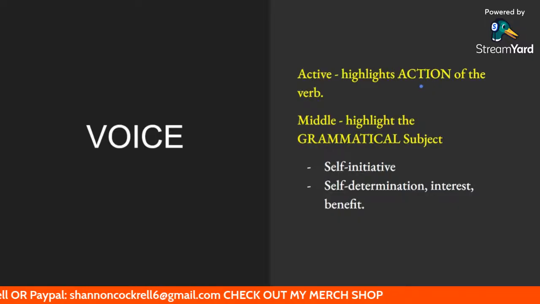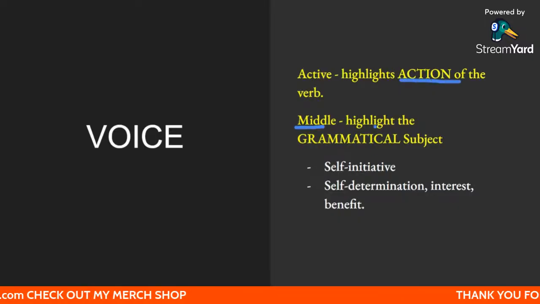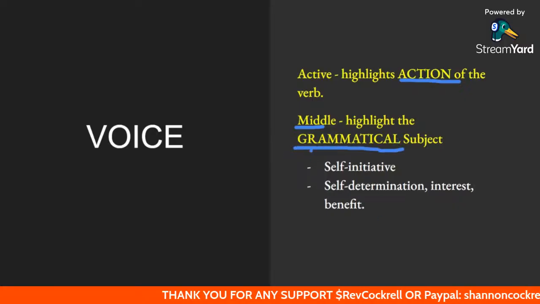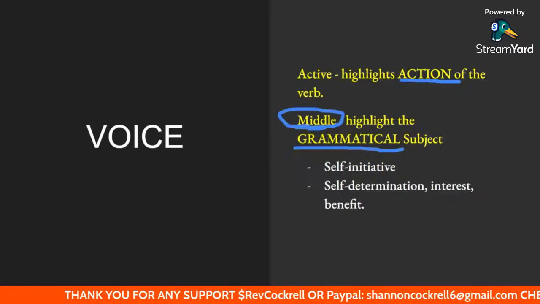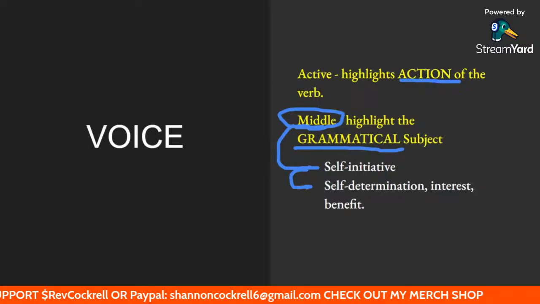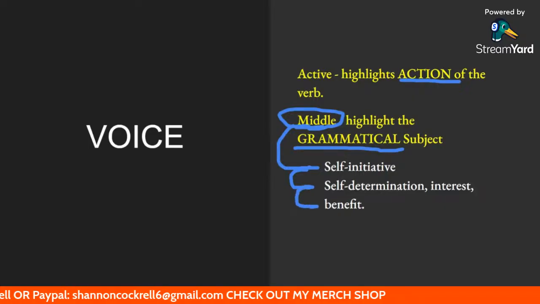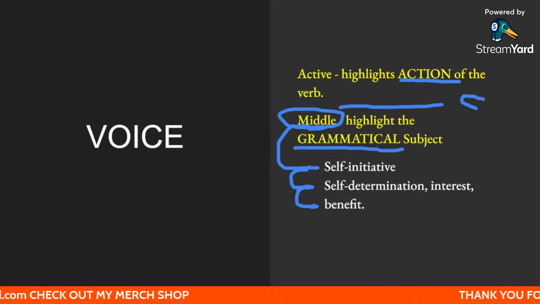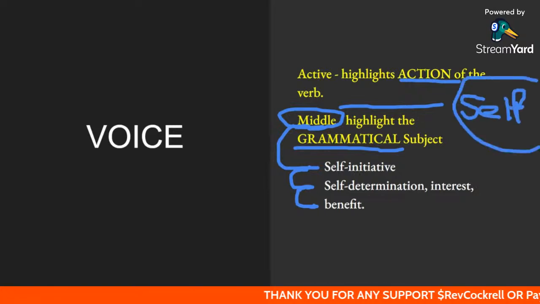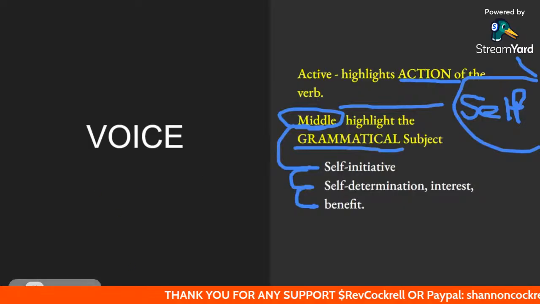So again, active highlights the action of the verb, whereas passive and middle voice highlight the grammatical subject. It's done to that person or by that person. With the middle, it's all about self-interest, self-initiative, self-determination, self-benefit. That's the middle voice. It deals with self.